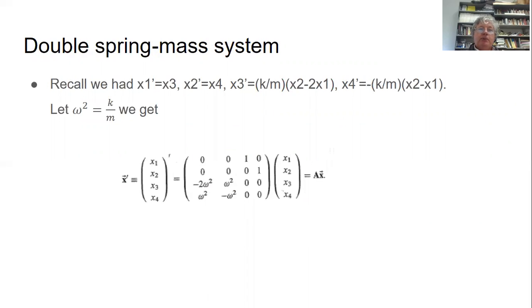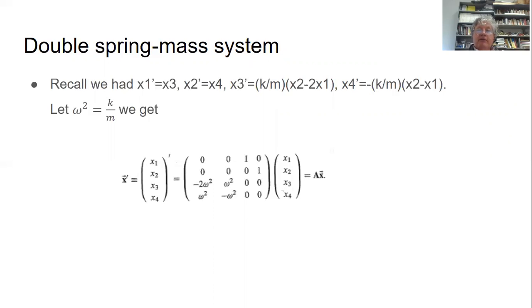So we're going to conclude by looking at the double spring mass system. We're going to solve this, and I'm just teaching you the techniques that you need to be able to solve it. Remember that our system was x1 prime equals x3, x2 prime equals x4, and then x3 prime and x4 prime, the second derivatives of our displacement function, equal k on minus m times different combinations of x1 and x2.